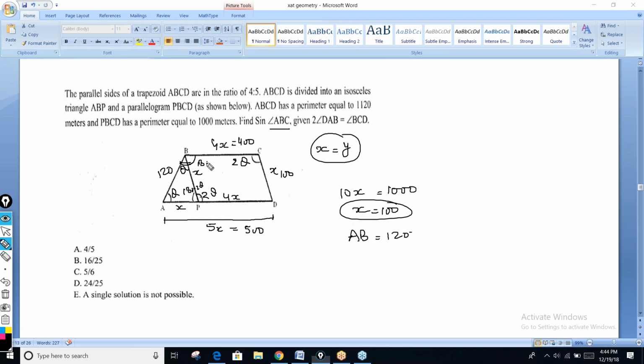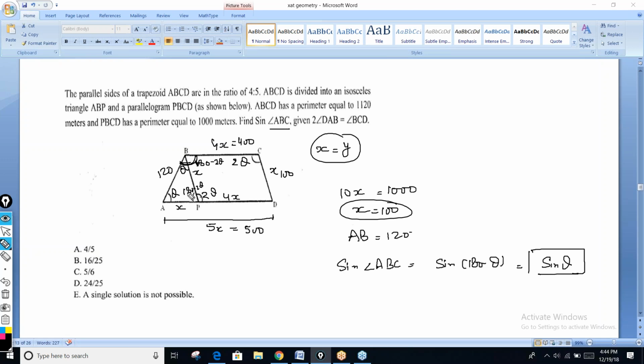This angle is 180 minus 2 theta, because the sum of two adjacent angles is 180. So this is 2 theta, so this will be 180 minus 2 theta. We need to find out this angle, sine angle ABC. That is nothing, it is sine of 180 minus theta. So sine of (180 minus 2 theta plus theta), sine of 180 minus theta. Sine of 180 minus theta is nothing but sine theta. So basically we need to find the value of sine theta.